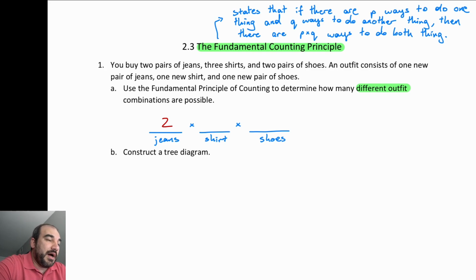So there are 2 ways to complete the jeans task. The shirt task, there are 3 new shirts, therefore there are 3 different ways to choose a shirt. And finally, for shoes, there are 2 new pairs of shoes, so there's 2 ways to choose a pair of shoes. And multiplying all of these together, we see that there are 2 times 3 is 6, 6 times 2 is 12. There are 12 different outfits.